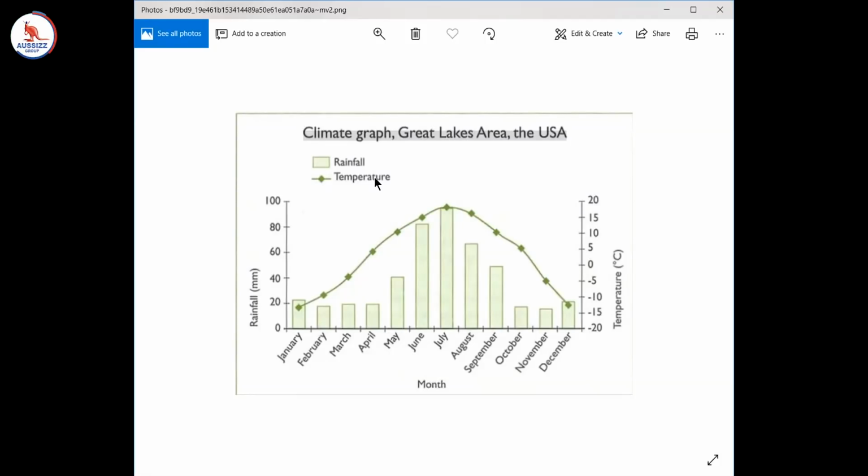So pronunciation, fine, 5. Fluency, 5. Content, 5. Why 5? I did not say 80 millimeter. July 86 millimeter or 90, I don't know. Temperature December minus, I don't know. But you cannot challenge my content.